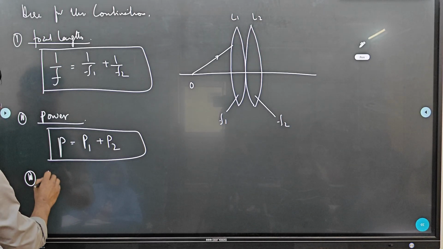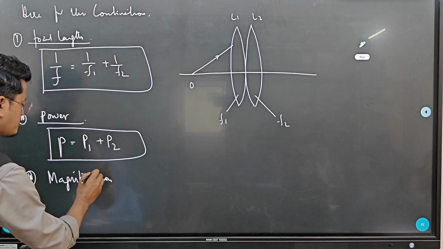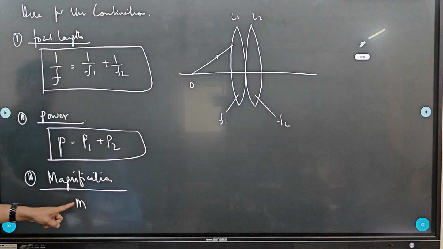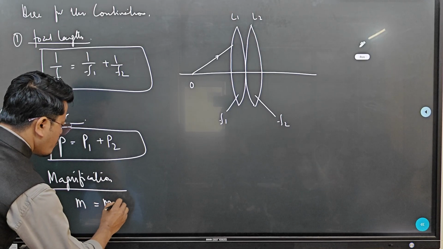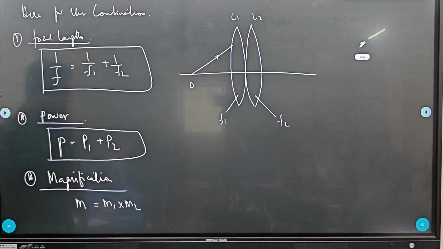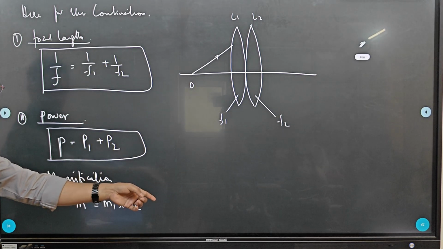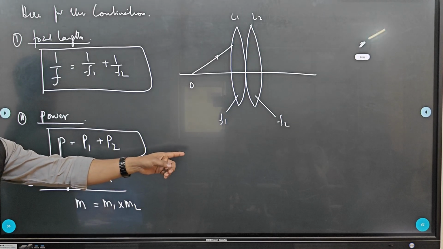Third, what will happen if the question asks you to find magnification for the combination? If I consider m to be the magnification for the entire combination, then it will give you m1 into m2 for 2 lenses. What will happen if I combine n number of lenses? You will be getting m1 into m2 into dot dot dot mn. Please note it down.